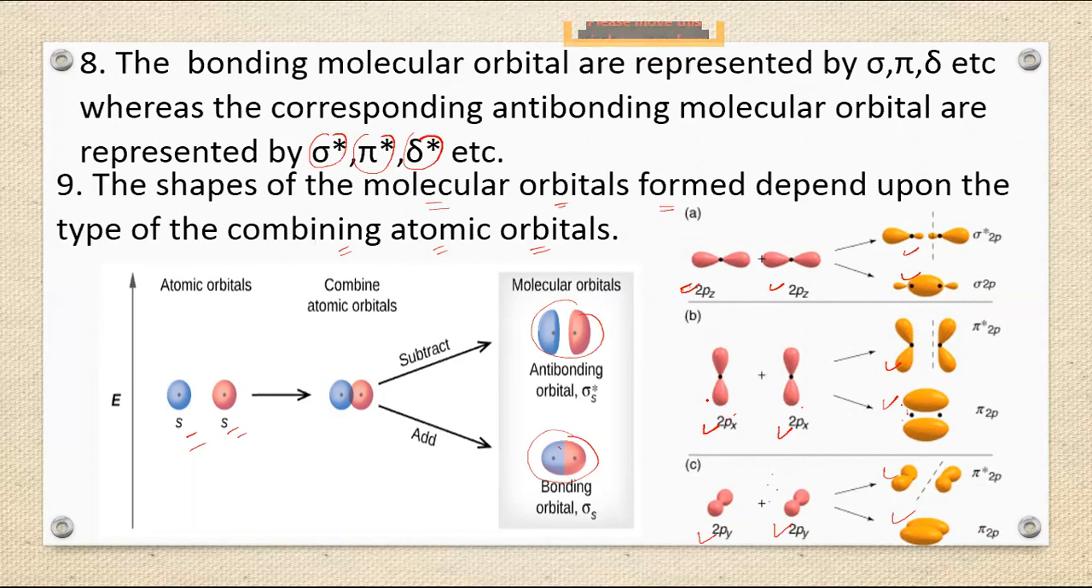So what is our understanding by seeing this slide? We are able to observe that the shape of the molecular orbital formed depends on the combining atomic orbitals. It is different in the case of s-s, different in the case of p-p, in the case of pz, in the case of px, and in the case of py it is different. Are you able to observe it, see it clearly? Then you are able to understand this point more clearly.